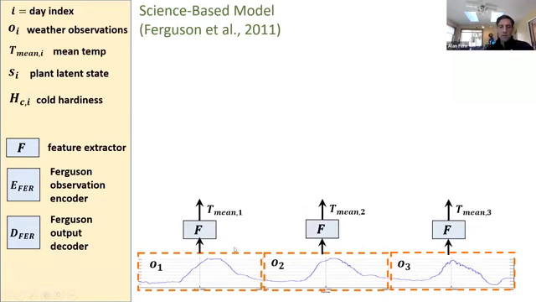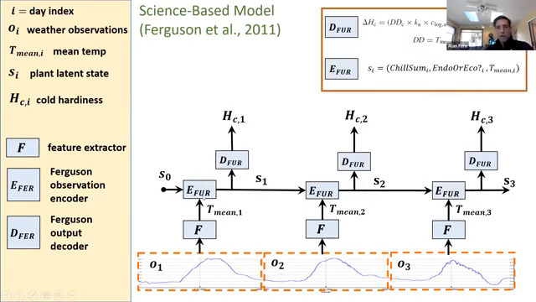And what the scientists do is, this is a feature extractor, we'll say. All they extract from this information is the mean temperature on that day. So you get these 3 days here, and the time series keeps going. But this mean is going to go into this model. And what this encoder does, I'm calling it the encoder, the Ferguson encoder, this should be an E.